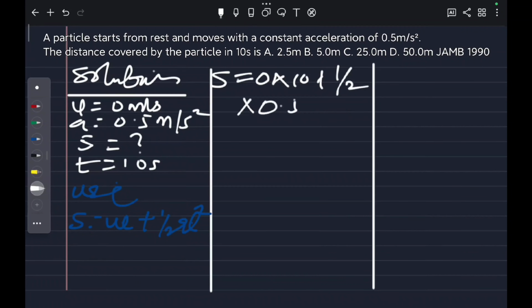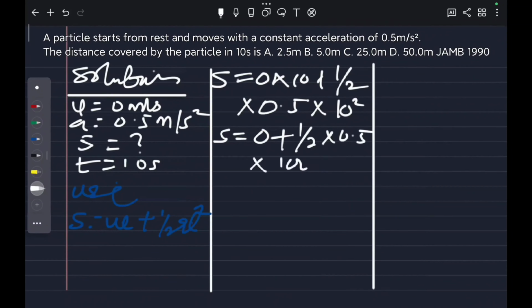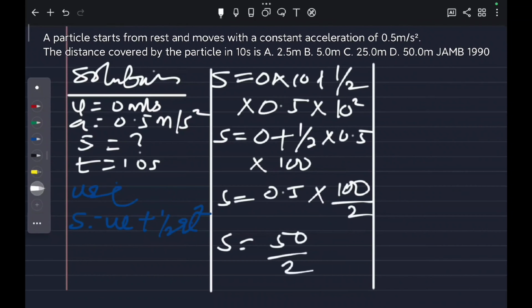multiplied by 0.5 multiplied by 10 squared, so that S is equal to 0 plus 1 over 2 multiplied by 0.5 multiplied by 100. So that our S is equal to 0.5 multiplied by 100 divided by 2, so that S will now equal 50 divided by 2, and S will equal 25 meters.